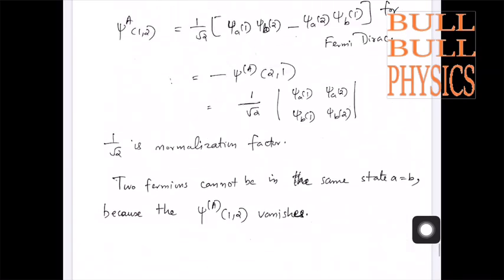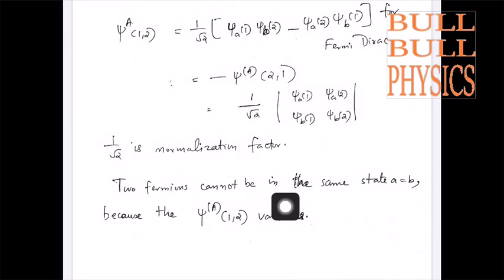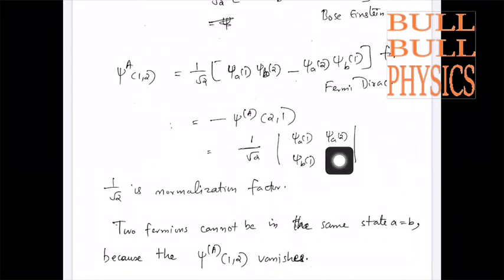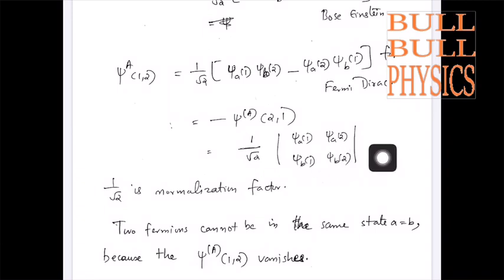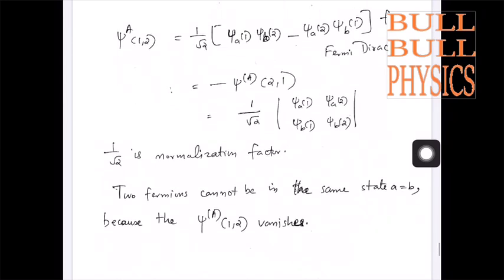Now the two fermions cannot be in the same state. If the two fermions are in the same state, we will have psi_a(1) psi_a(2), and this also will be psi_a(1) psi_a(2). The two rows will be the same, and if they are the same, the determinant will vanish. Here also, if we take psi_a instead of psi_b, because both the particles are in the same state.